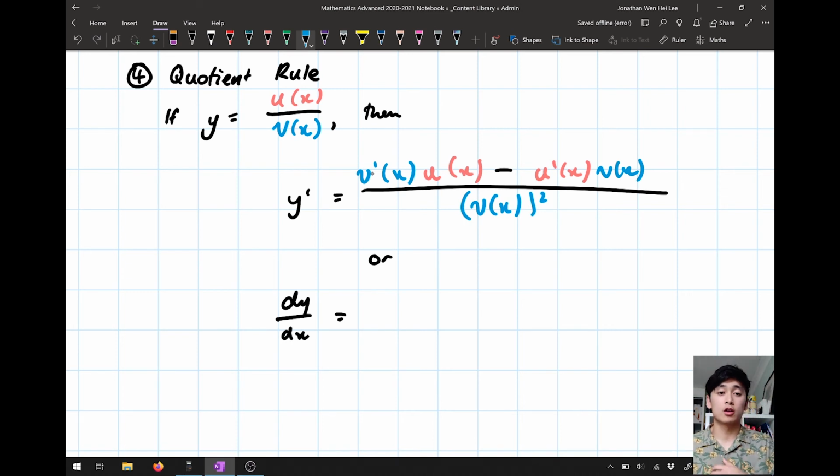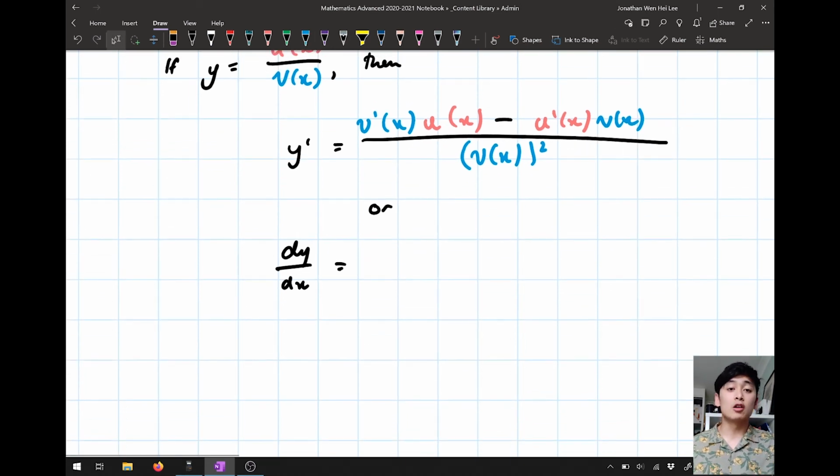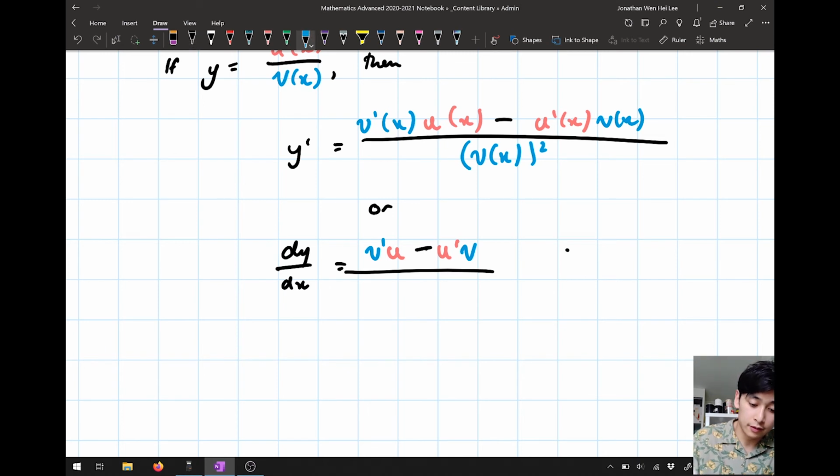If we have two functions that are dividing each other, we apply this particular rule. Alternatively, the way that it's also sometimes written, the shorthand is just v dash u minus u dash v over v squared. Okay, so like we did in the previous example, what we need to do is actually find what u and v are, differentiate them, and then put them into the relevant spots here.